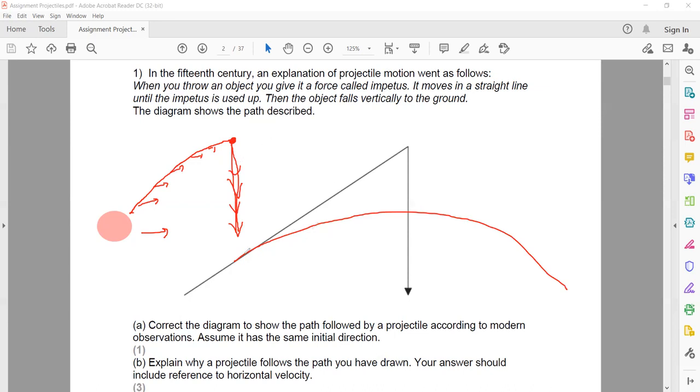And in an ideal projectile, we assume the horizontal component does not change. So at every point it is moving horizontally, having a component of horizontal motion. This is the ideal case, but this is what happens practically. Is it clear?